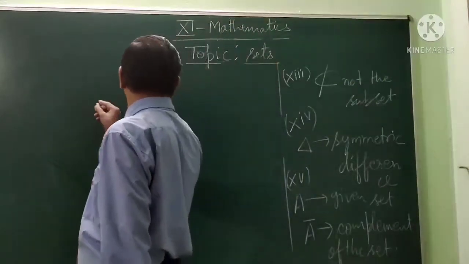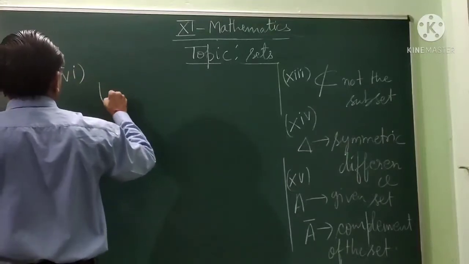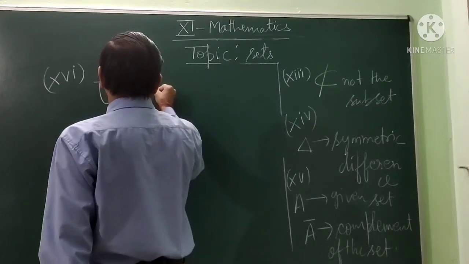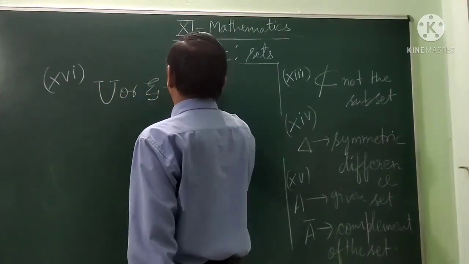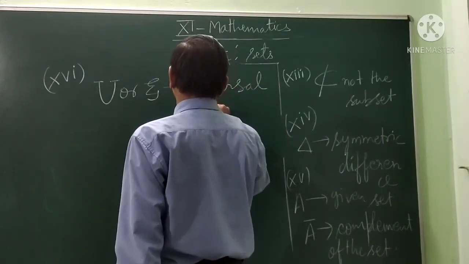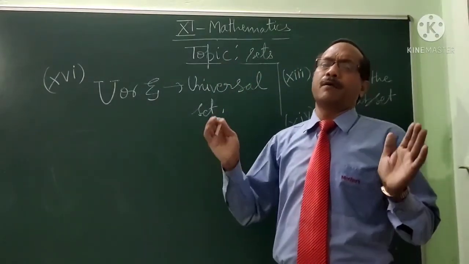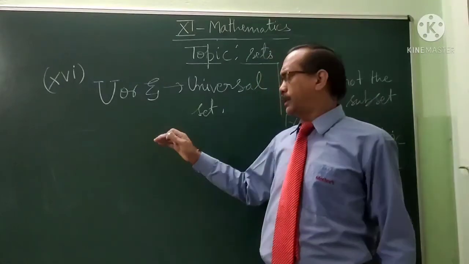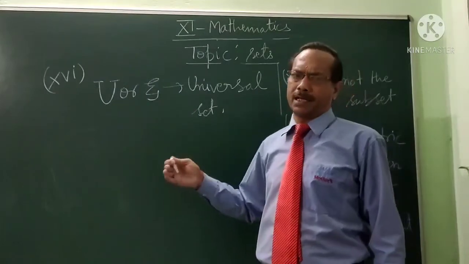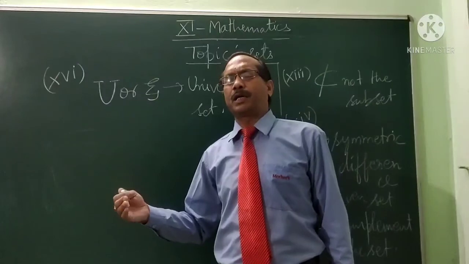Student, there is one more thing. Sometimes we will use the sign zeta. It is for universal set. Student, these are the important symbols for the set theory. So I hope you will learn all these symbols separately. Some may be left, then I will discuss later. But I have discussed most of the symbols which are very important for the set theory.